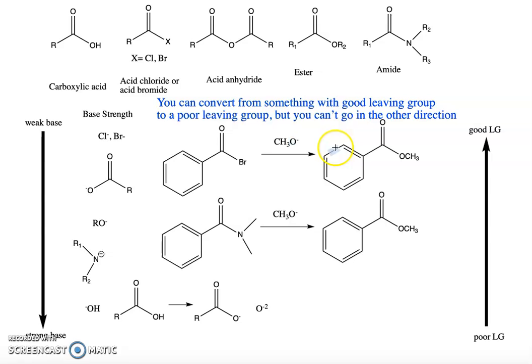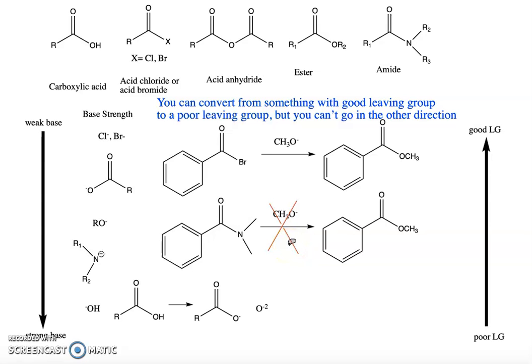Compare this to the first reaction. My leaving group was higher up on my table. It was a weaker base. The reaction can happen. Your leaving group has to be the weaker base. That's not the case in this second reaction. This reaction will not happen.